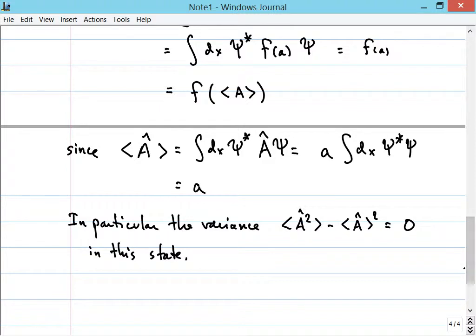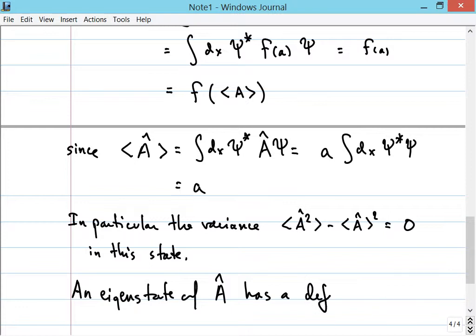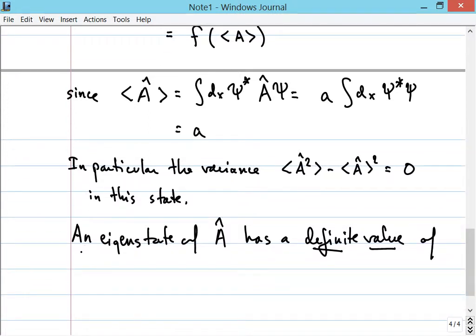So if you want to say this a little bit more simply, you would say that a wave function which is an eigenstate of the operator a has a definite value of that observable. To state that slightly differently, every time you measure the observable a hat, you would obtain the exact same result.